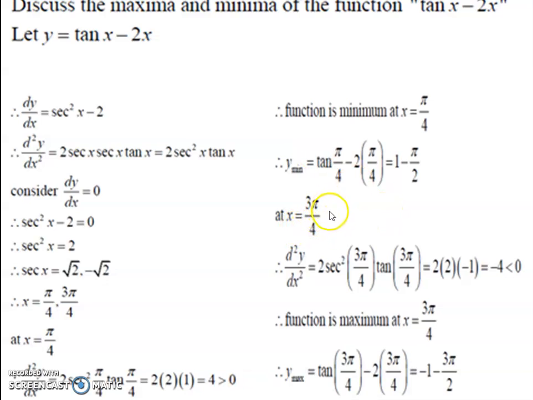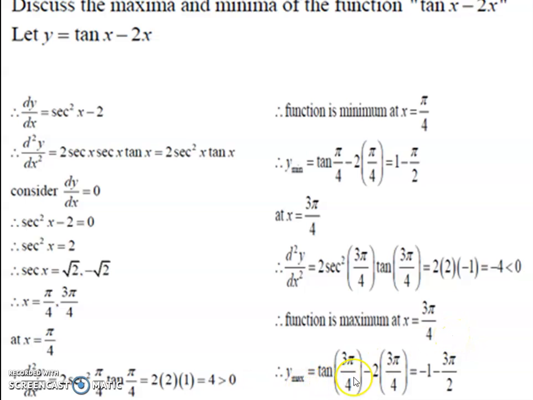Now we put x is equal to 3 pi by 4. Instead of x, d square y by dx square is 2 sec square 3 pi by 4 tan 3 pi by 4. Sec 3 pi by 4 is obviously root 2 in magnitude, so sec square is root 2 squared, which is 2. So 2 into 2 into minus 1, because tan 3 pi by 4 is obviously minus 1. 2 into 2 is 4 into minus 1 is minus 4. Minus 4 is less than 0, so we prove that the function is maximum at x is equal to 3 pi by 4.